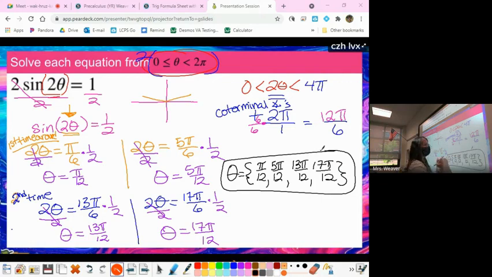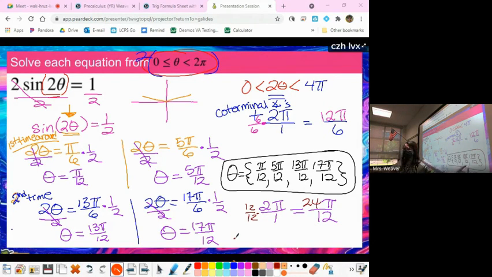Okay, now I want to point something out. Once we get them there in order from smallest to largest, let me give you a second. All of our thetas are supposed to be between 0 and 2 pi. So what does 2 pi look like with the denominator of 12? Some of you can do this in your head. We're just going to multiply it by 12 over 12. This is just so we can see if we did it correctly. So 2 pi looks like 24 pi over 12.